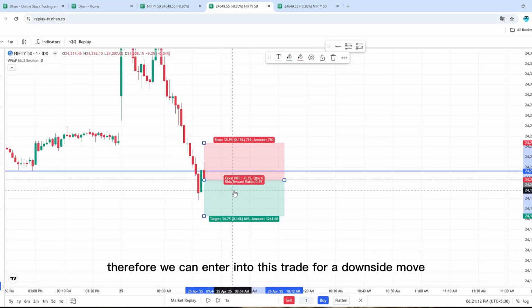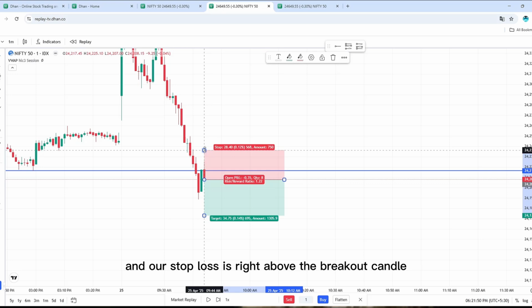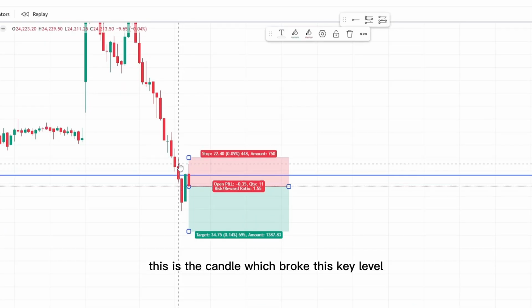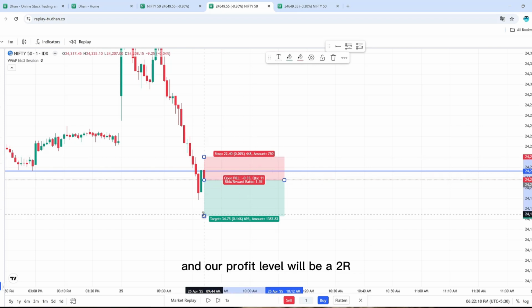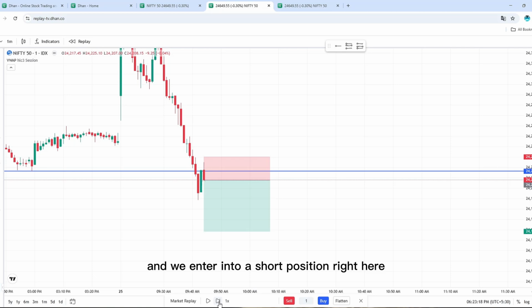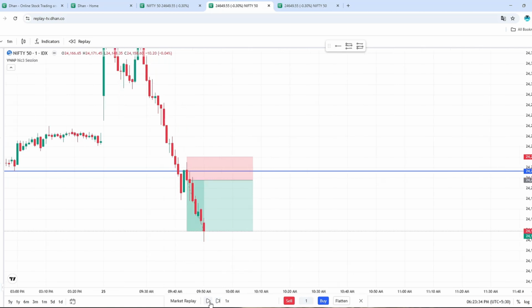So therefore we can enter into this trade for a downside move, and our stop loss is right above the breakout candle. This is the candle which broke this key level. So this is going to be our stop loss, and our profit level will be a 2-hour or a higher time frame level, and we enter into a short position right here and see exactly what happens. So we made a nice move towards the downside.